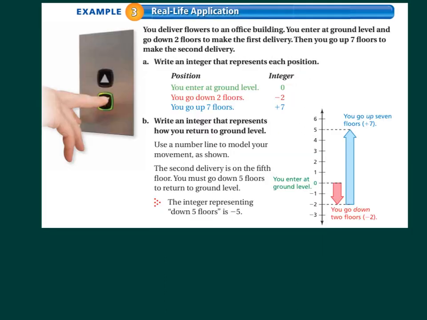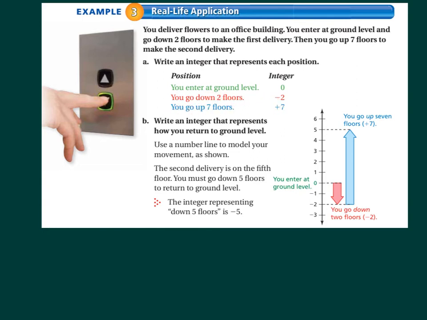Okay, it says you deliver flowers to an office building. You enter at ground level and go down 2 floors to make your first delivery. Then you go up 7 floors to make your second delivery. Write an integer that represents each position. So ground level would be 0. They're answering the question here at A. So position A, you enter at ground level, that's 0. Says you go down 2 floors, that would be negative 2, and then you go up 7 floors, that would be positive 7.